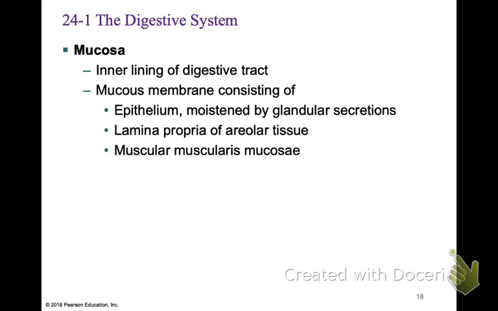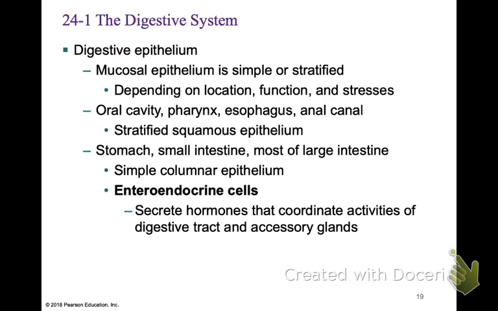All right, so let's look at the mucosa. Here we're going to see this is the innermost lining of the digestive tract. It has 3 parts: an epithelium, a lamina propria, and a muscularis mucosa. So the muscularis mucosa is smooth muscle. The lamina propria is a very thin, delicate layer of areolar, loose connective tissue. And then the epithelium, well, it depends on where you are. So the epithelium can be either simple or stratified. In the oral cavity, the pharynx, the esophagus, and anal canal, it's a stratified squamous epithelium. Remember, that's the thickest kind of epithelium.